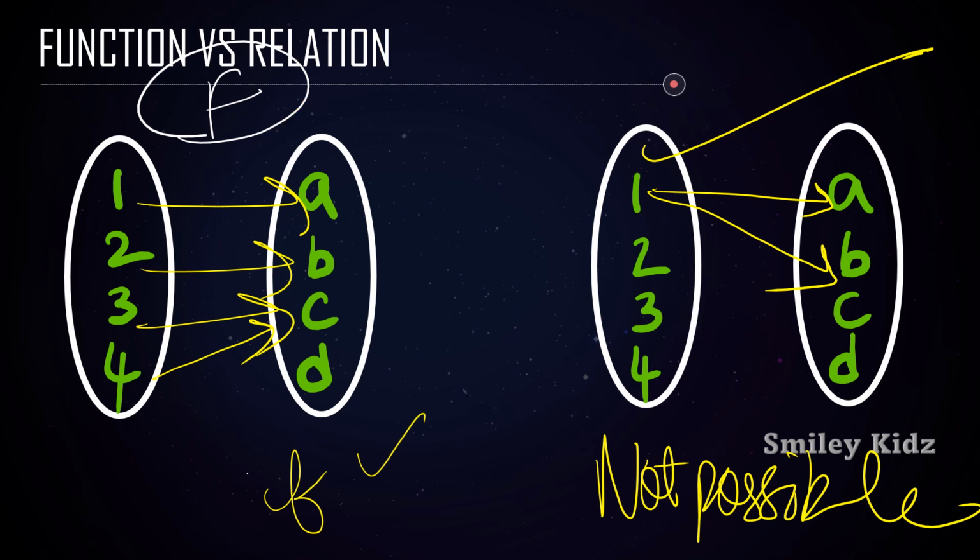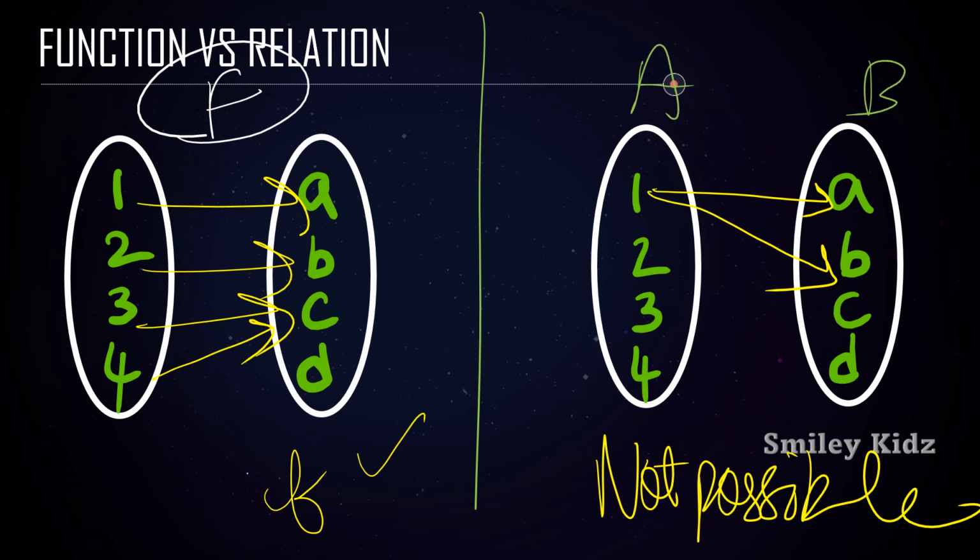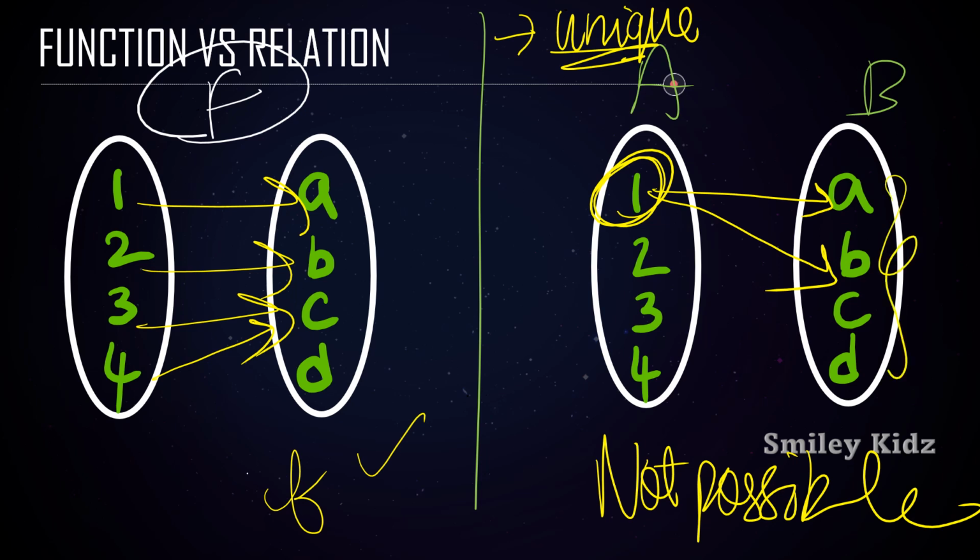Why? Because in set A, if you observe, there is 1, 2, 3, 4. In set B, there are A, B, C, D. And we have read previously that there exists a unique mapping. That means the elements in A should have a unique mapping and should not have 2 or 3 elements mapped with it. Alright, are we clear?